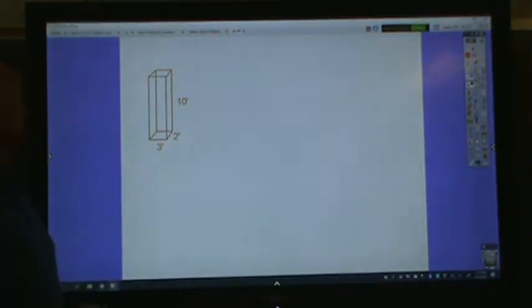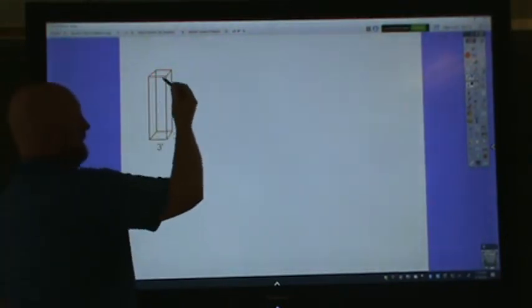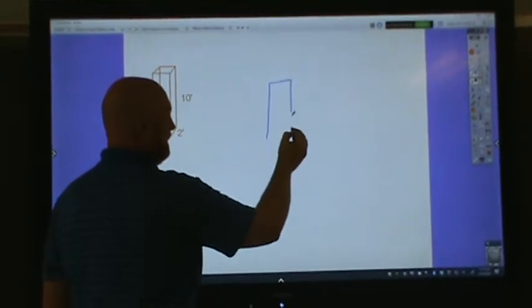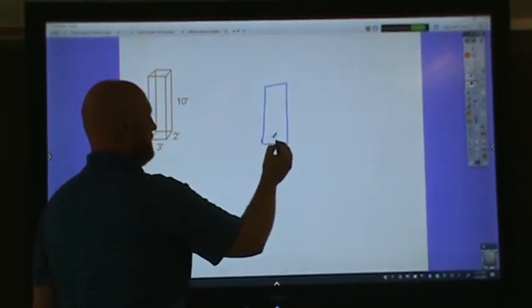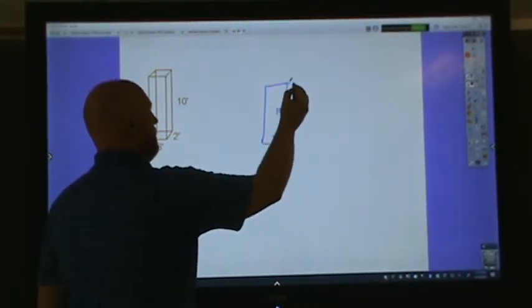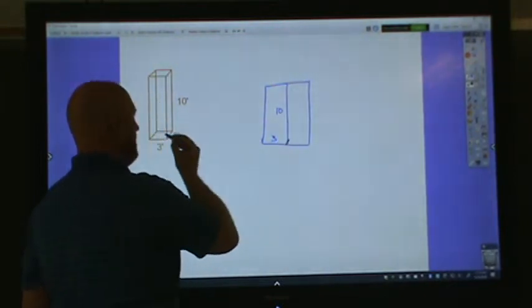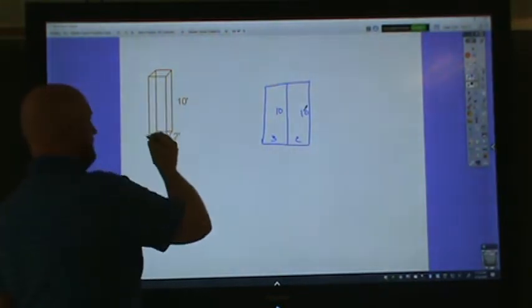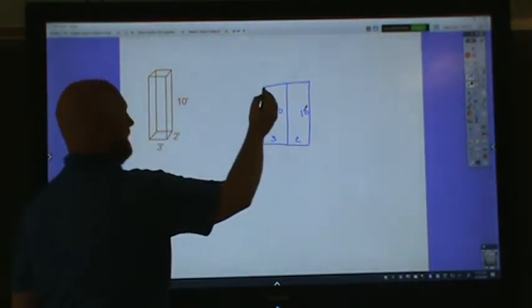So we can use that technique again to find the surface area of this rectangular prism. I would start by drawing the rectangle on the front and writing its dimensions, which are 3 by 10. I would fold the right-hand side out to the right, which is 2 by 10. And the left-hand side over here to the left, which again is 2 by 10.